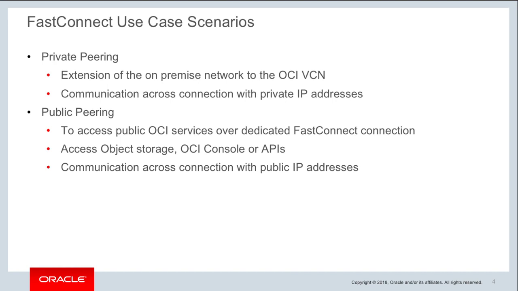In case of public peering, the communication would be on the public IP addresses using that dedicated connection, and you will get to the OCI public resources over this dedicated connection. So for instance, the basic example is if you have a FastConnect public peering and you are accessing the object storage, the communication would be on that dedicated connection. If you have a public load balancer running inside OCI, and you're using the public peering connection, you would also access that public endpoint of that load balancer on that dedicated connection of FastConnect.